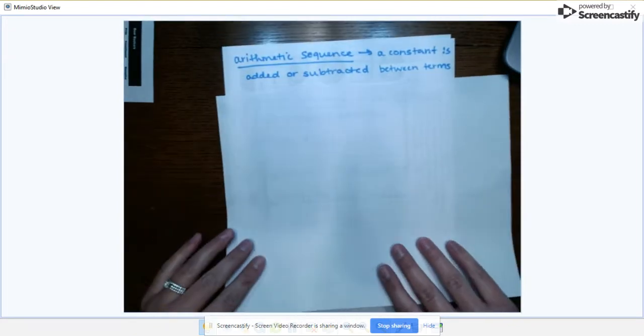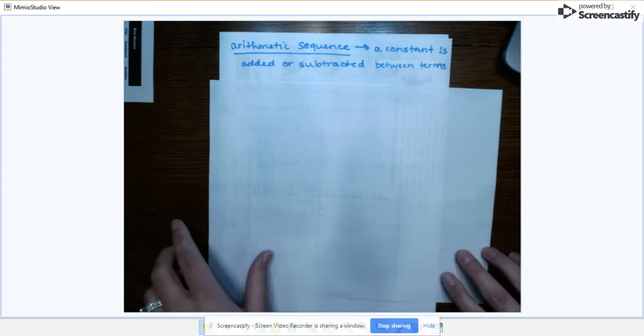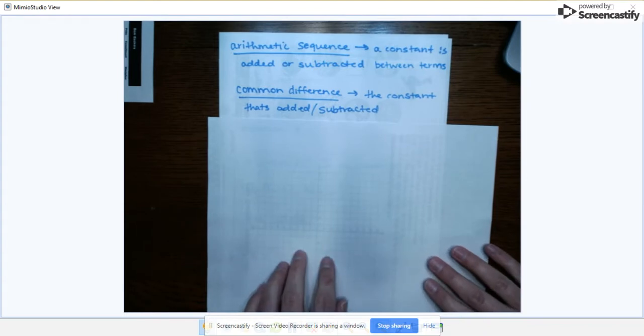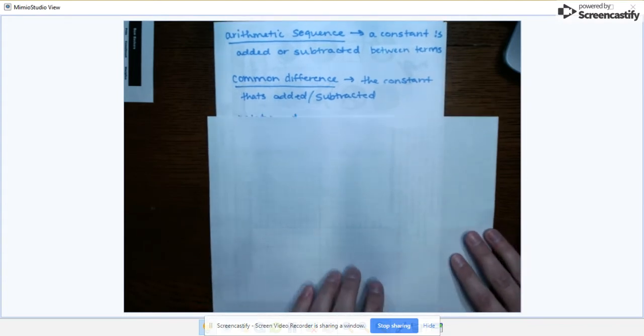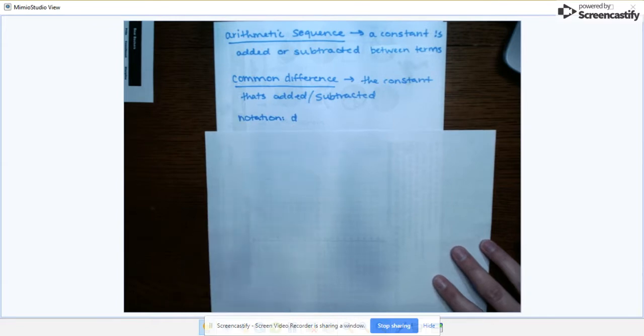Okay, we're going to look specifically at arithmetic sequences, which means between any two terms, you're always going to be able to add or subtract the same number. That number that you add or subtract every single time is called the common difference. The common difference, we denote that with a lowercase d. So when you see a lowercase d with arithmetic sequences, that's asking for the common difference.